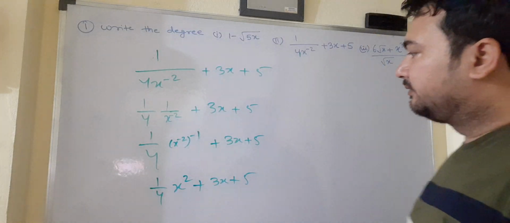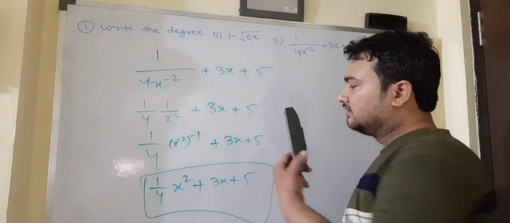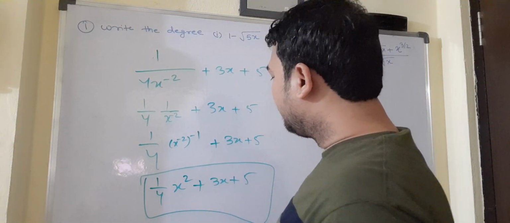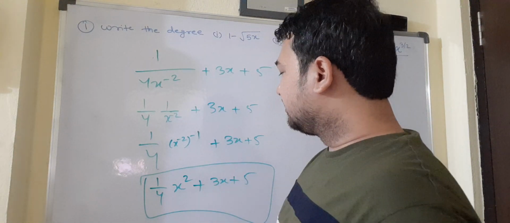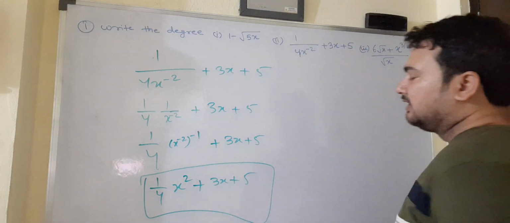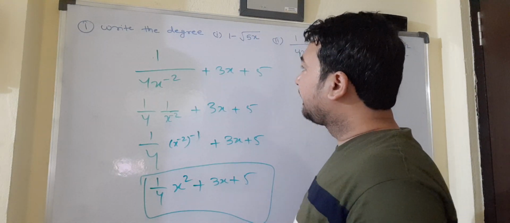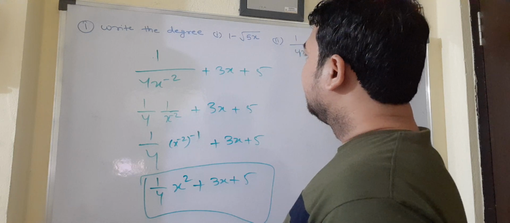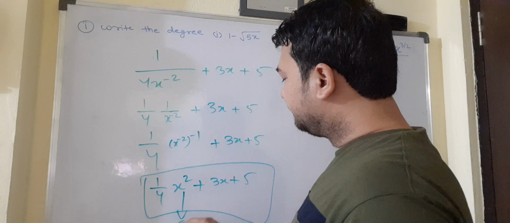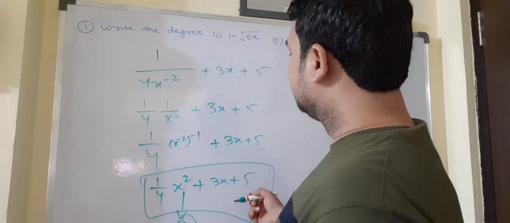So now that you have formed a polynomial of the standard form, you can derive any information it is asking from this polynomial. If it is asking the coefficient of x square, you can easily tell it is 1 by 4. Coefficient of x is 3. The constant term in this polynomial is 5, and here it is asking about the degree. The highest power of the variable is 2, so the degree is 2.